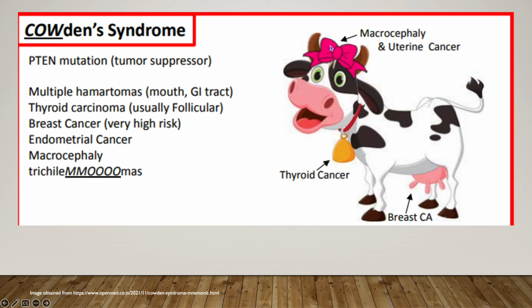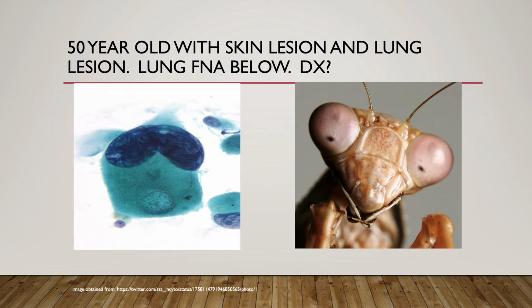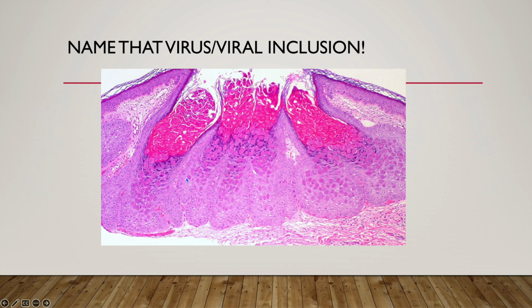So here you have a 50-year-old with a skin lesion and lung lesion. So they do a lung FNA and you see this kind of cell, this bug-eyed demon. So this is metastatic melanoma. Name this viral inclusion that you see here. So this is molluscum contagiosum, and the viral inclusions are Henderson-Patterson bodies.